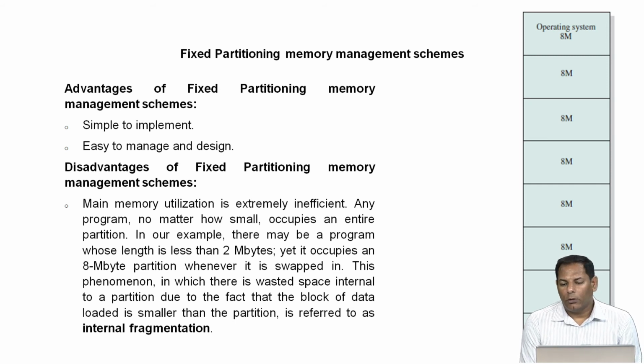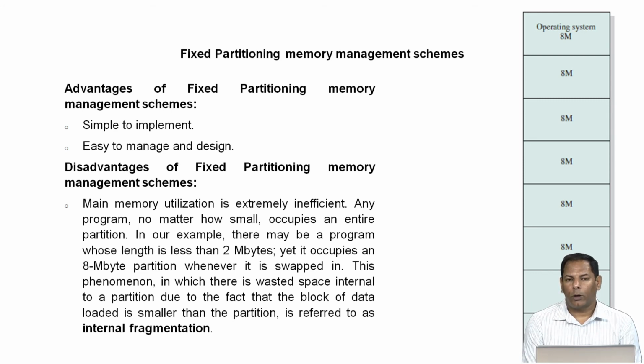If you see in the figure, we have divided the memory into fixed partitions of 8 MB each, and the first partition is allocated to the operating system, and the remaining partitions are used for user processes. This scheme is simple to implement and easy to manage, but the disadvantage is that if some process needs only 2 MB of memory, but we have allocated 8 MB, then 6 MB of memory is not used for other work. This is known as internal fragmentation.